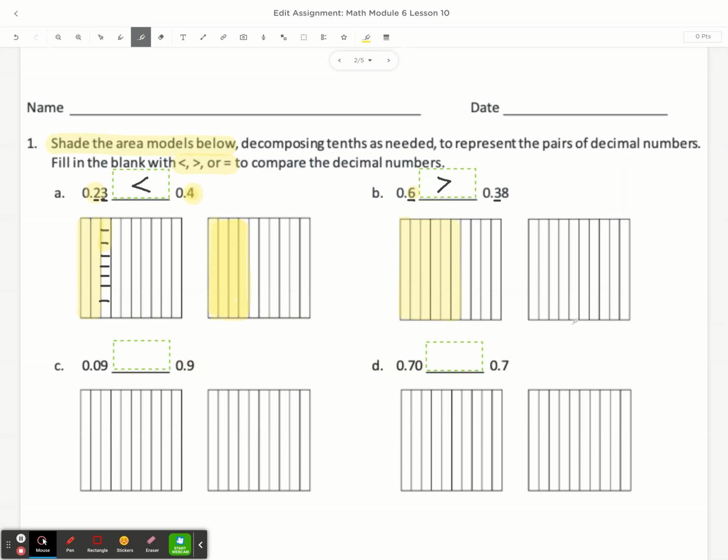Over here on the area model on the right-hand side, I'm going to show 0.38. Again, I'm going to start with how many tenths I have. I have a 3 in the tenths place, so I'm going to shade in 3 columns because each column is worth 1/10. And then I have an 8 in the hundredths place, which means that the next column I'm going to have to divide into 10 equal parts and shade 8 of those equal parts.